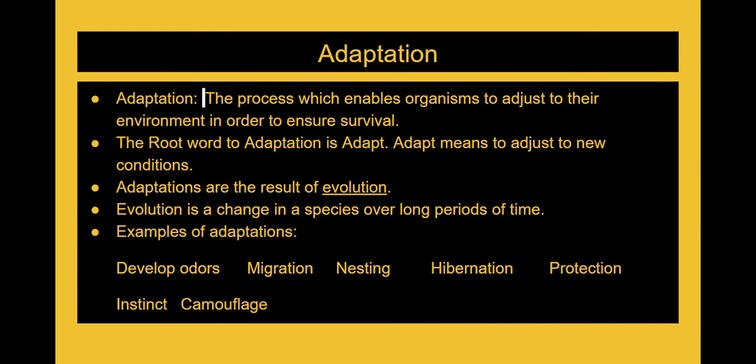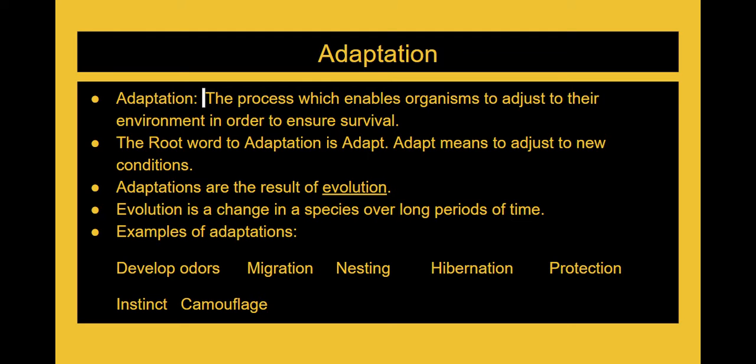Adaptation is the process which enables organisms to adjust to their environment in order to ensure survival. The root word to adaptation is, voila, adapt. Adapt means to adjust to new conditions. For example, we've been quarantined. Those are new conditions for us, okay? So how have you adapted to the new conditions? That was just a commercial break.